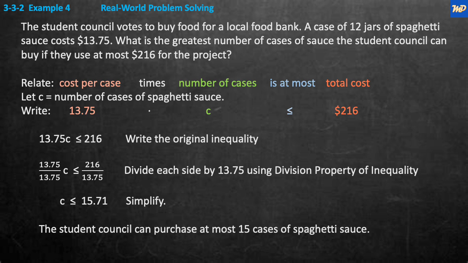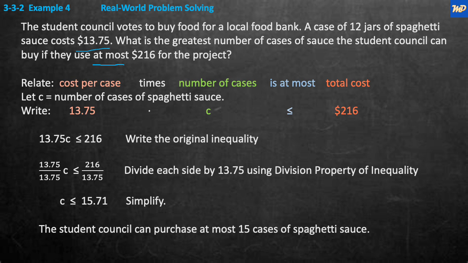We know that it's $13.75, and times how many cases can they buy? We want to know how many cases they can buy right here. And then it says, is at most the total cost, because they say at most right here. They don't want to go over $216. That's the most, not a penny over.